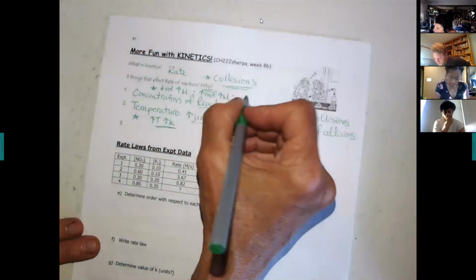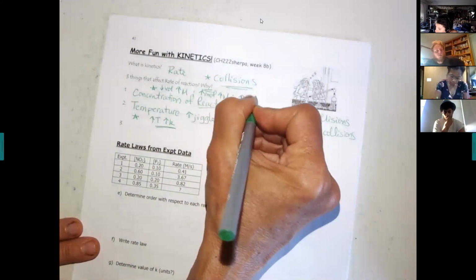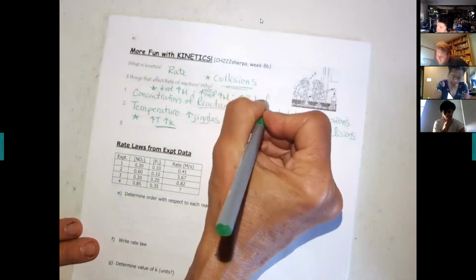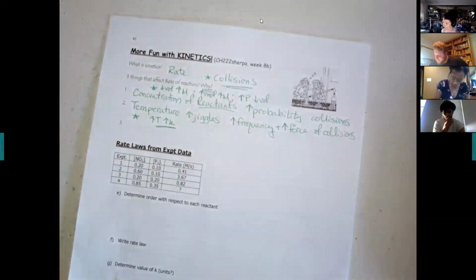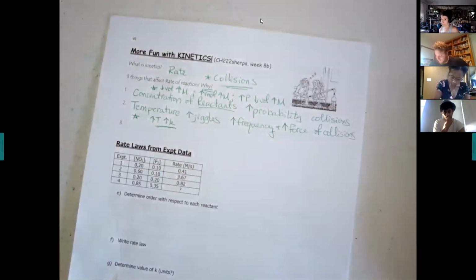You could also, if you increase the pressure, that will decrease the volume, and that increases the concentration. So pressure will actually have that effect.